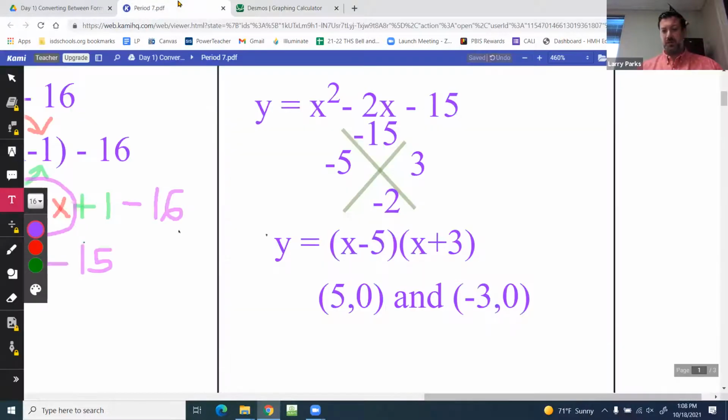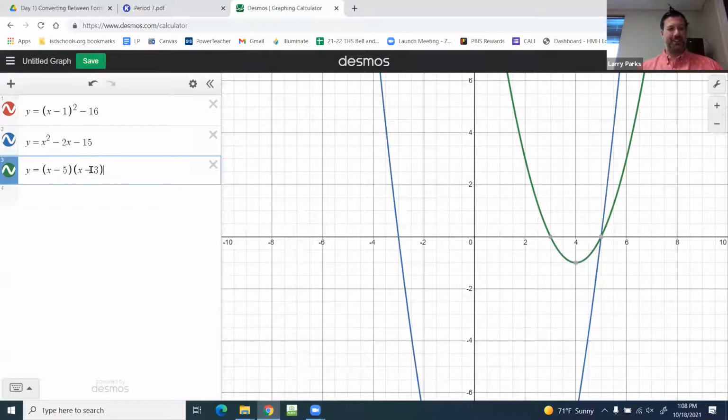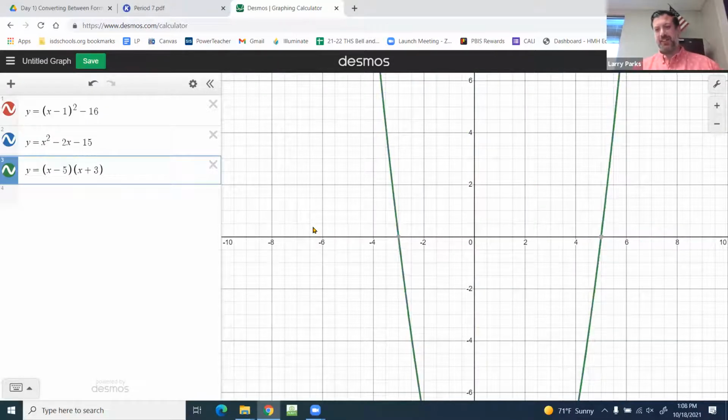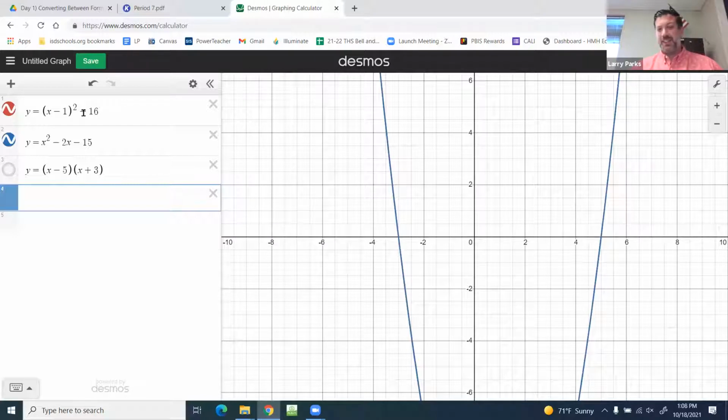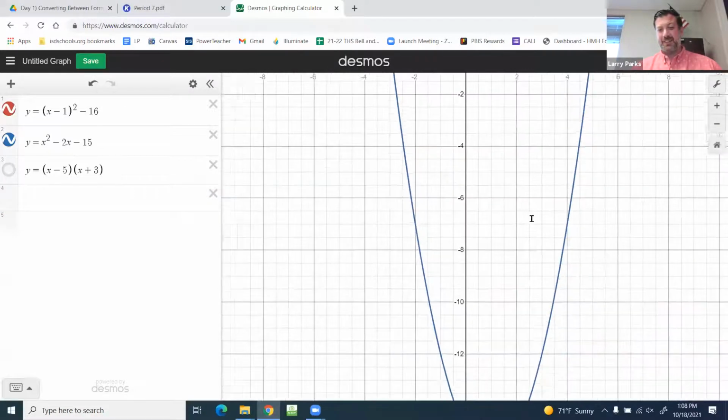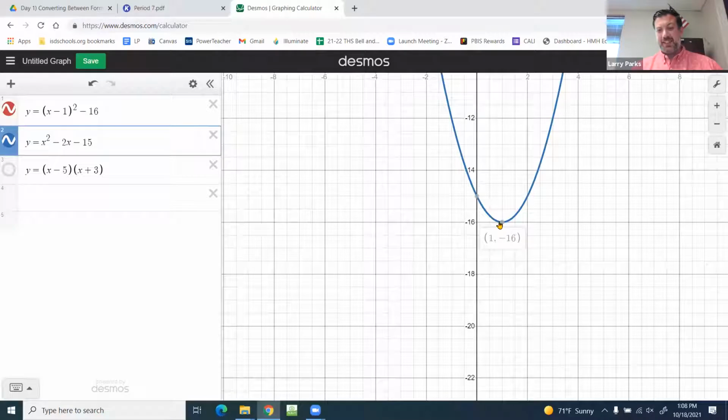Oh, I didn't type it in correctly. But if I had gotten something like this, I'd say, well, those aren't equal, so I messed up somewhere. There we go. Now see, they are all the same thing. The first one tells me the vertex. Vertex is 1, negative 16. See, 1, negative 16.